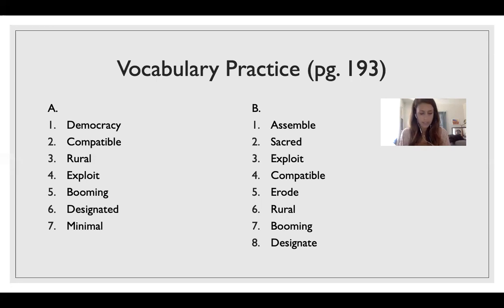Working well together or existing together successfully is compatible. Gradually weaken or lose value is erode. In the country, away from cities or large towns is rural. Having increased economic activity is booming. And then select and set aside for a particular purpose is designate. Okay, so we have completed Unit 12A. We have done the readings, we have gone through the vocabulary, we've talked about the reading comprehension as well as the vocab practice. That's pretty great.